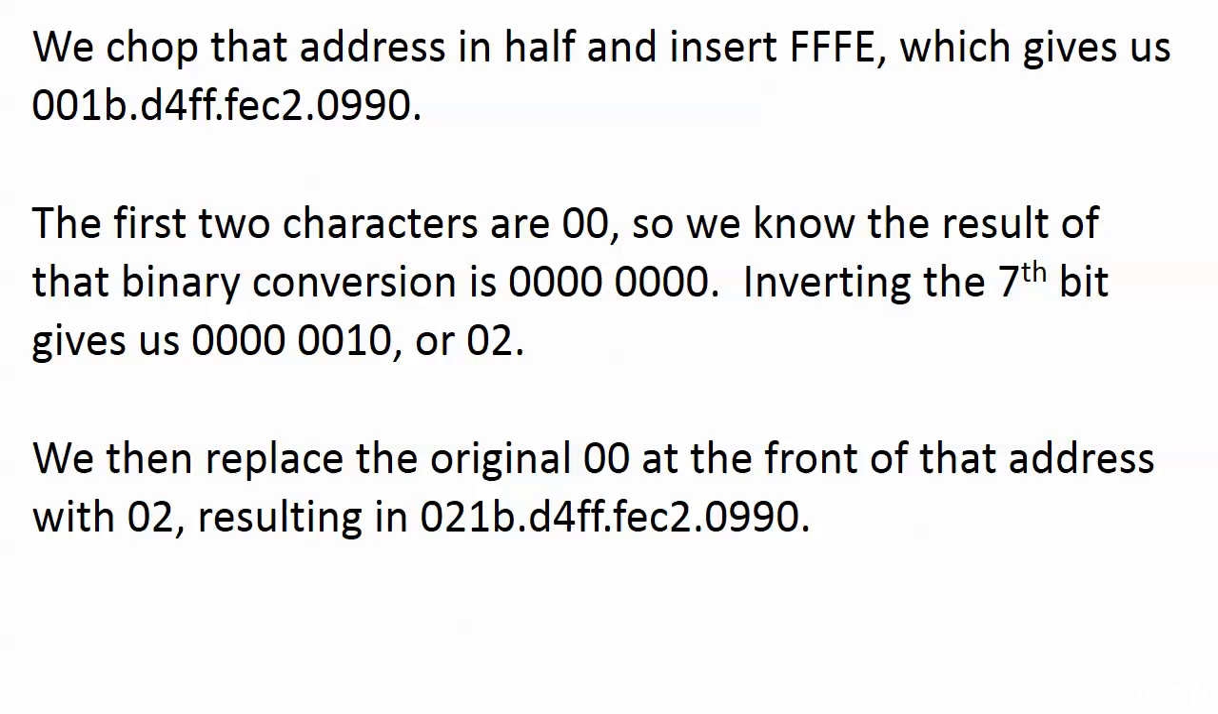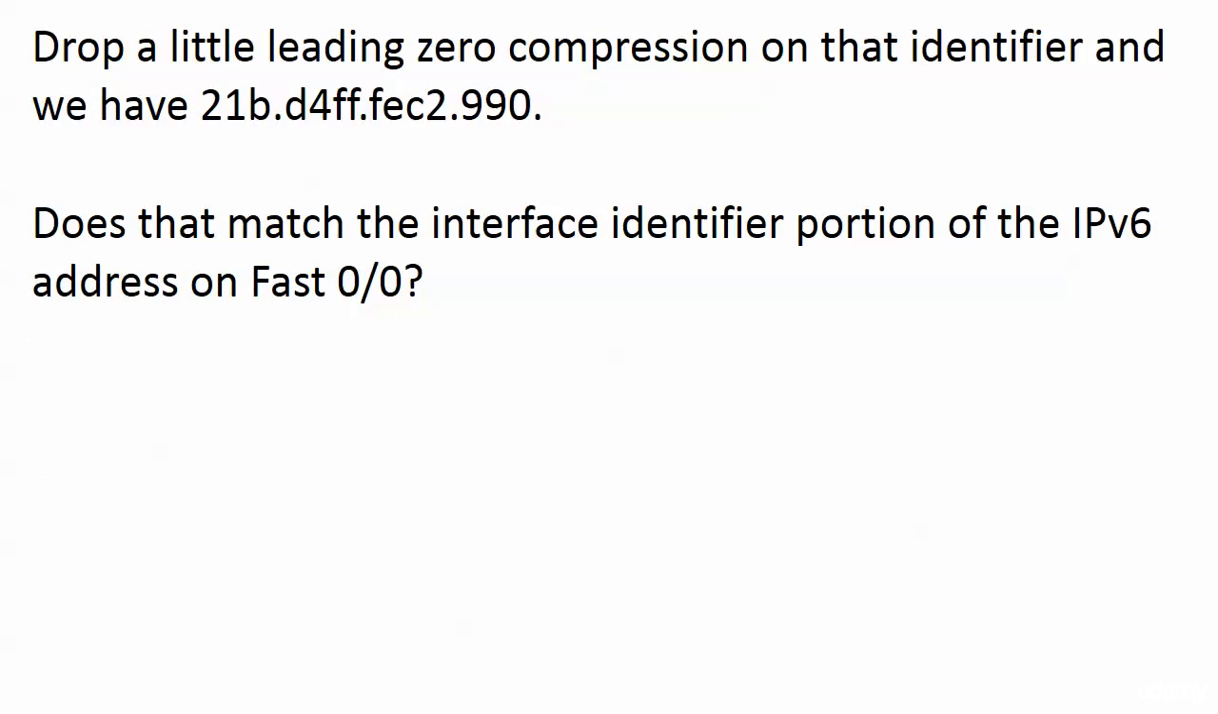And what do we get? 021B, etc., etc. Now, that looks pretty good, but we also know there's going to be some compression involved here. So what would that compress down to? We drop a little leading zero compression on that bad boy, and we get 21B, D4FF, FEC2, 990. Does that match the interface identifier portion of the version 6 address?